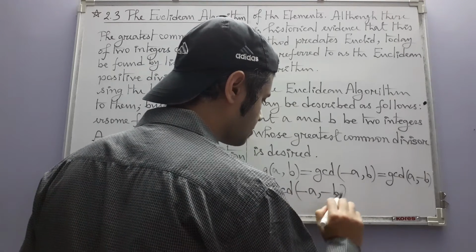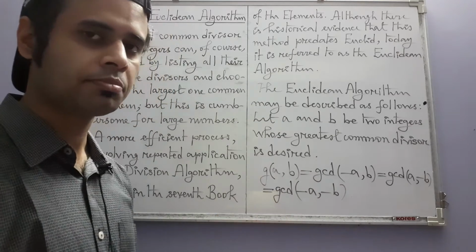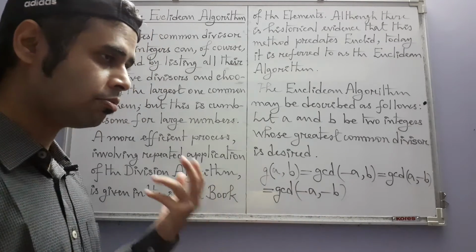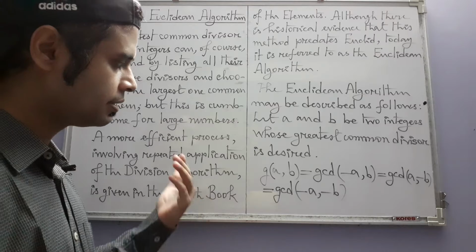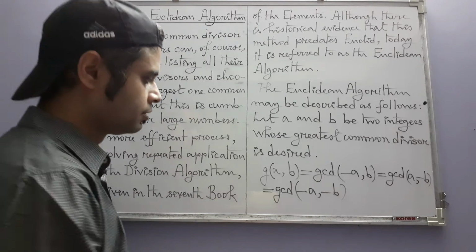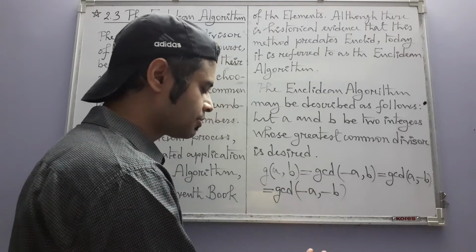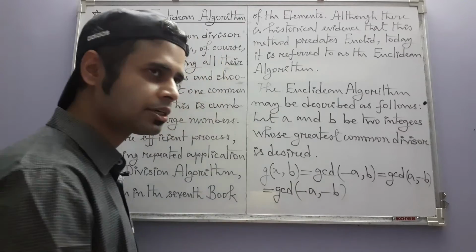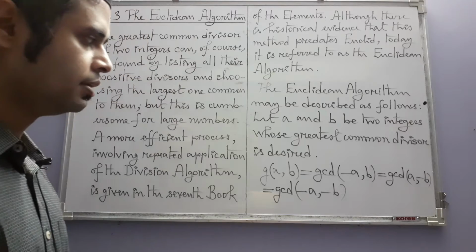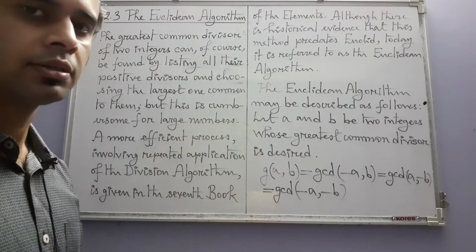And this happens because the GCD by definition is a positive integer. According to the definition, it's the largest among the positive common divisors. So the positive common divisors of A and B are the same as the positive common divisors of minus A and minus B, for example, or the positive common divisors of minus A and B. So that's what we mean when we say that signs don't affect GCD.